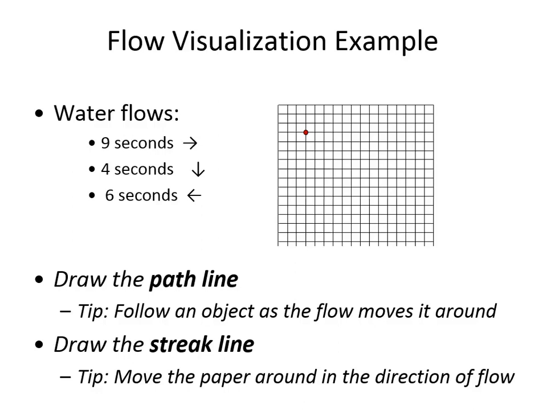So let's work an example here. Take a fresh piece of paper, and it works best if it's engineering paper because you can do it in increments. Each dot represents a single second maybe. Have the water flow to the right for 9 seconds, down for 4 seconds, and to the left for 6 seconds. And so you're going to draw a path line, starting with that particle that's right here, moving according to these directions that are indicated. So draw the path line, and then I'll tell you how to draw the streak line.